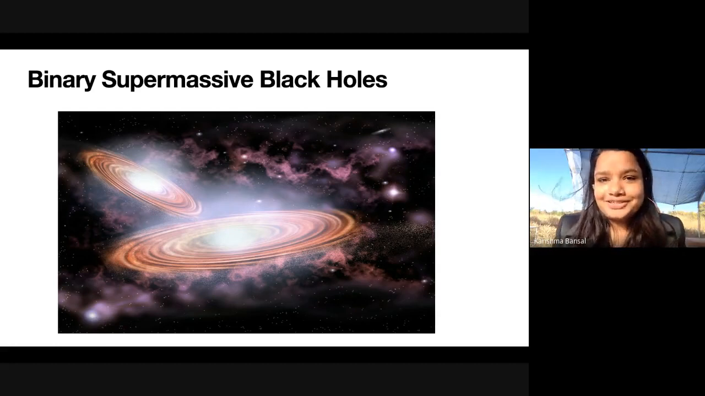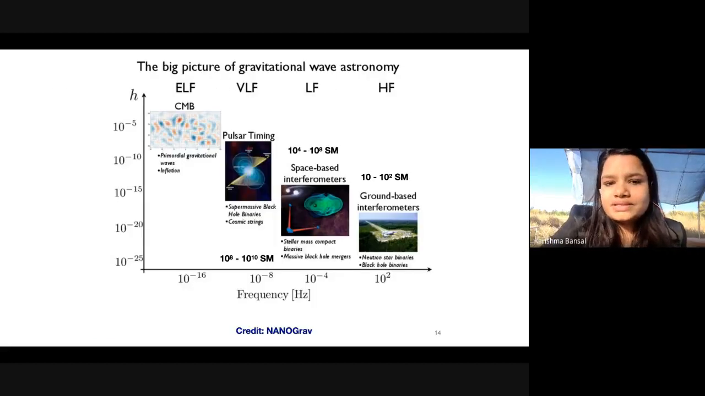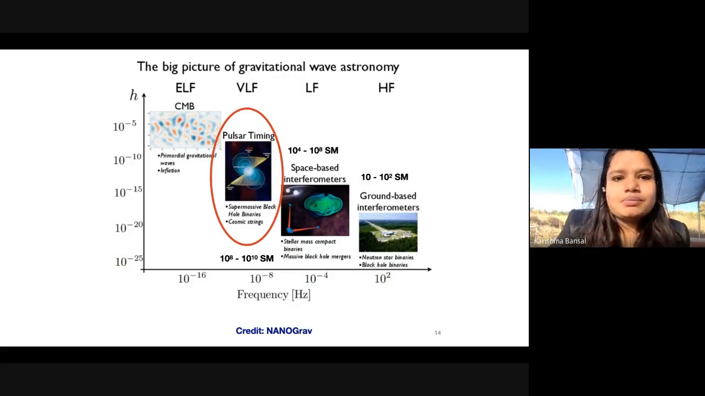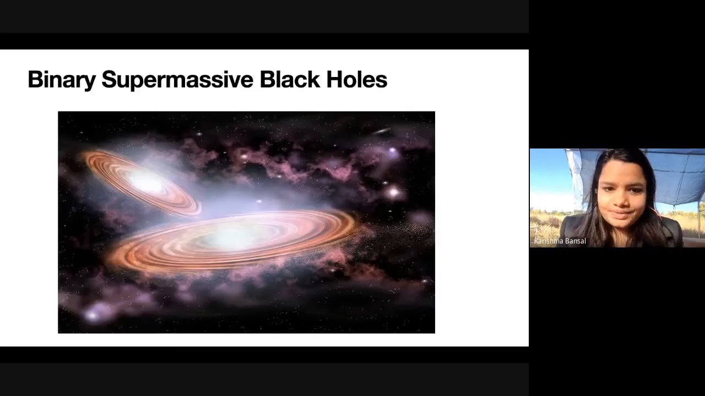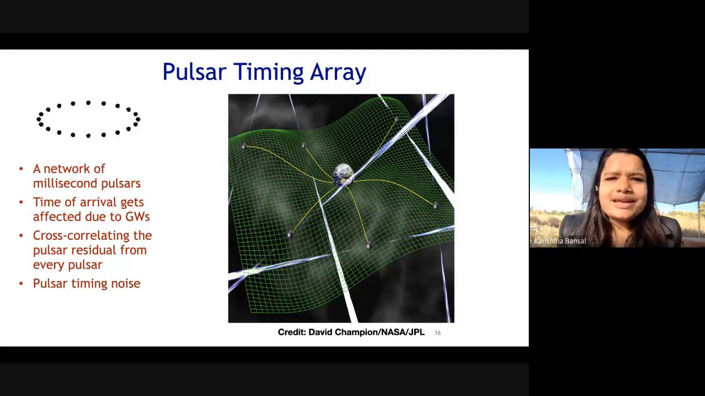Now, these kinds of gravitational waves would not be detected by LIGO, because LIGO works on high frequency, and these systems will emit something called low frequency, and those will actually be detected by the pulsar timing arrays. So this is where pulsars come into the picture again. And you might wonder, how can a pulsar detect gravitational waves? So this is a very cool story.